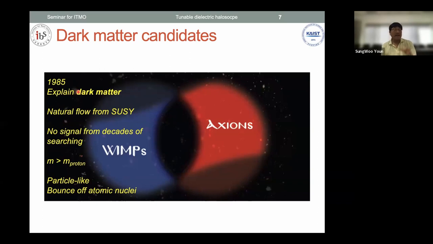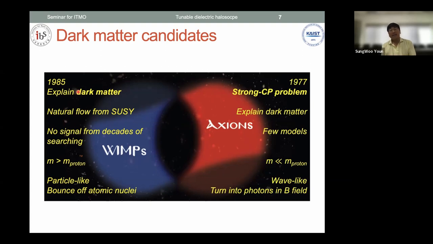The mass is heavier than a proton mass. That's why it must behave like a point-like particle. Detection is basically based on bouncing off atomic nuclei. So basically, you measure the recoil energy in the detector.